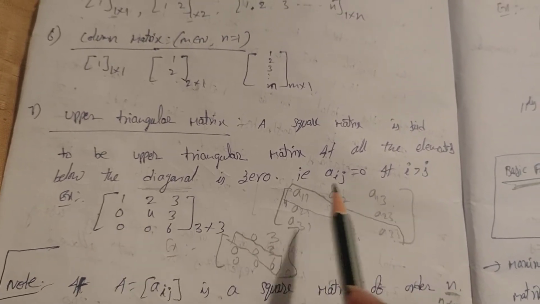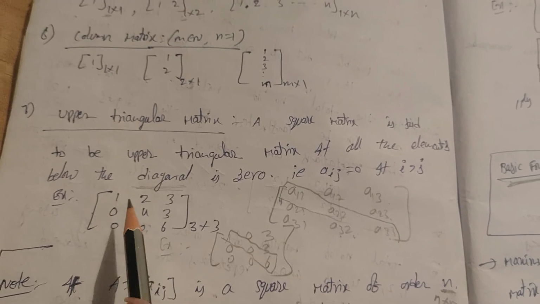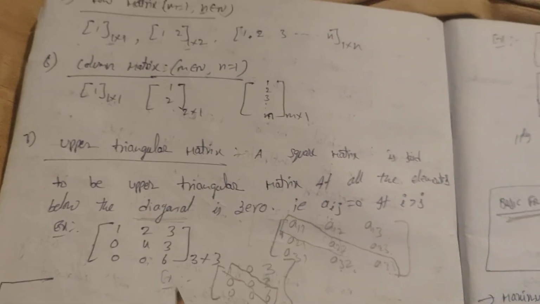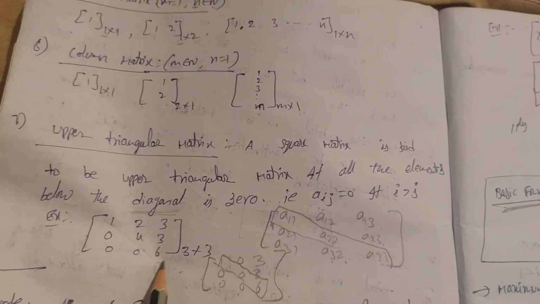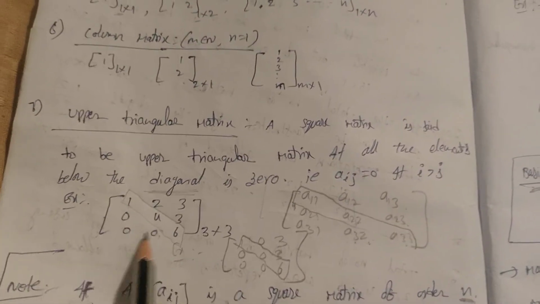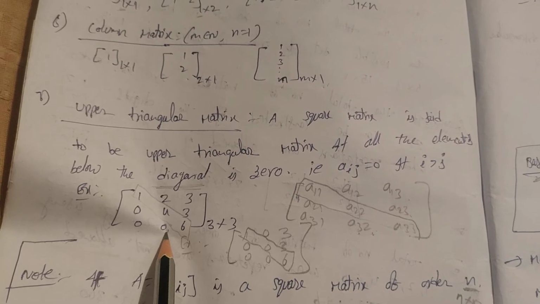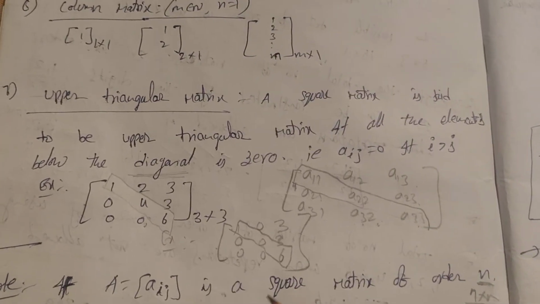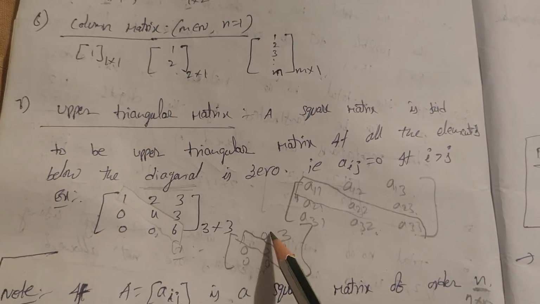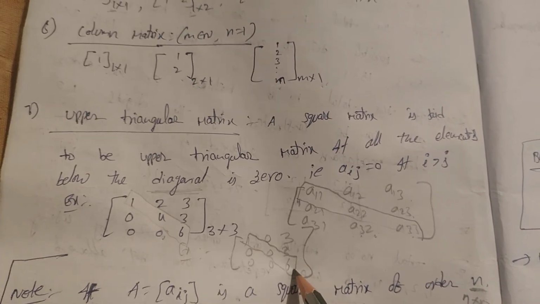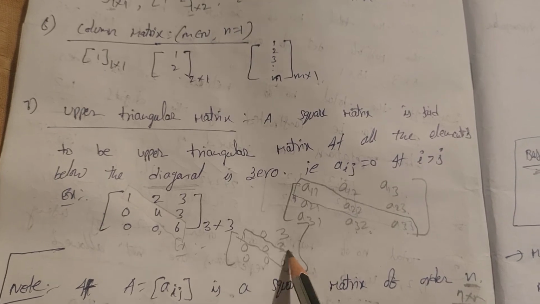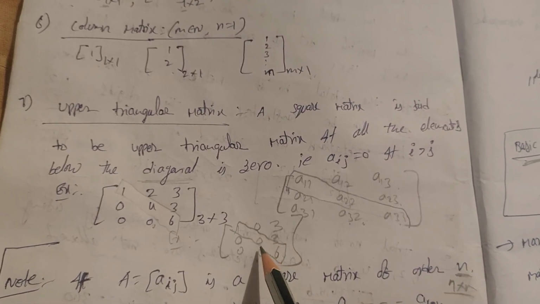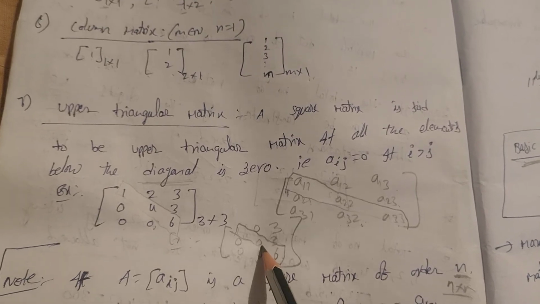Suppose we go for one example, 3 by 3: 1, 2, 3; 0, 4, 3; 0, 0, 6. Observe here. This is the diagonal elements. The elements below are all zeros. You may have one more example: 1, 0, 3; 0, 0, 3; 0, 0, 6. Observe here, these are the principal diagonal elements. In the principal diagonal, some of the elements may be 0, no problem.